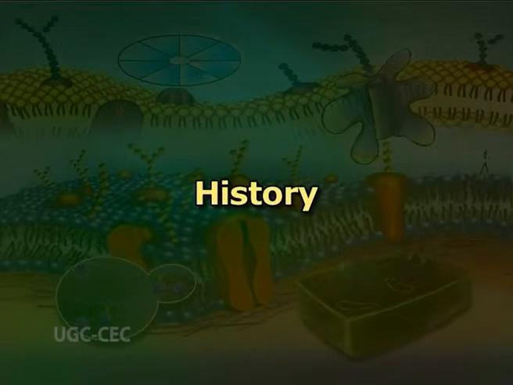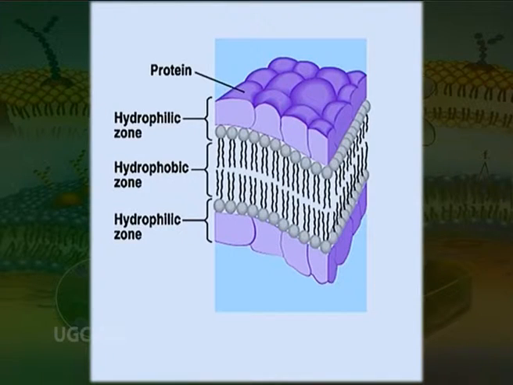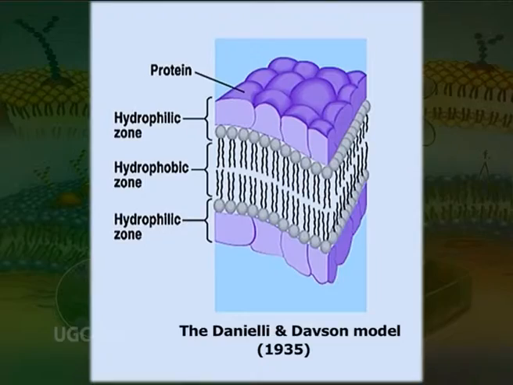Now we talk first about the history. The story of how we came to understand membranes, however, begins not with biology but with the chemistry. The first membrane model to be accepted by the majority of scientists was proposed by Danielli and Davson in 1935. James F. Danielli was trained as a physical chemist.